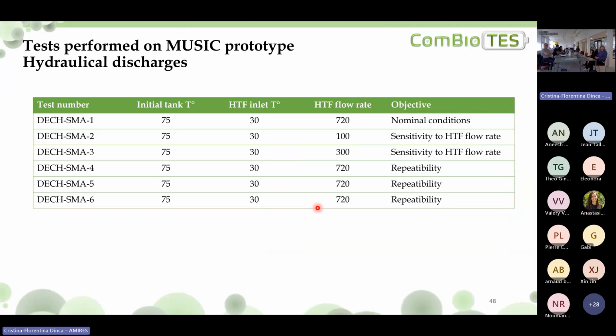Here are the tests that were performed on the prototype with hydraulical discharge. The temperatures are exactly the same, and we did some sensitivity to the flow rate of the heat transfer fluid with the nominal conditions at 720 kilograms per hour. So that's 12 liters per minute. It's a good shower.